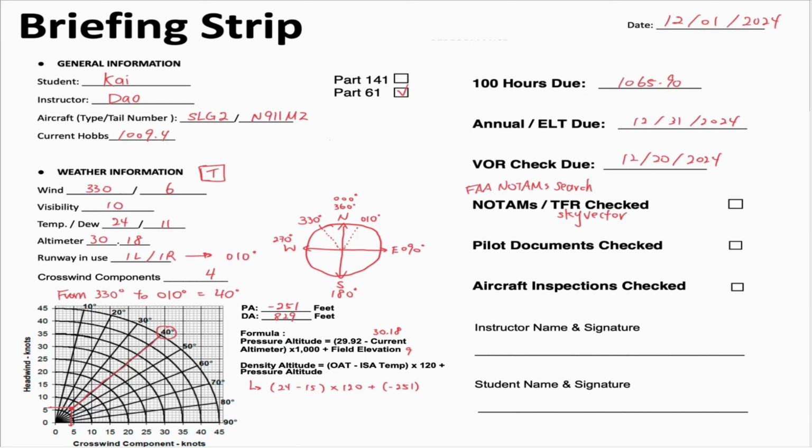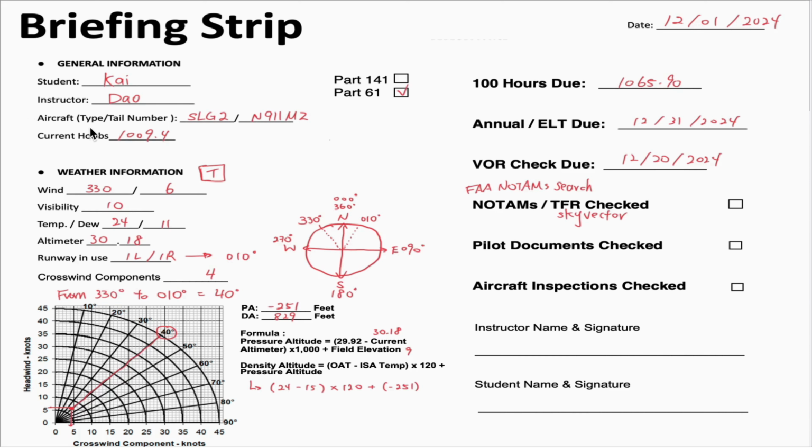So from the front page of the briefing sheet, we'll fill out the information related to the aircraft inspections and weather information. First, we'll start with the date, which is December 1st of 2024. Then over here, we can check either 141 or 61, depending on the type of training you're doing. Then we'll move over here to put in your name in the student section and your instructor's name.